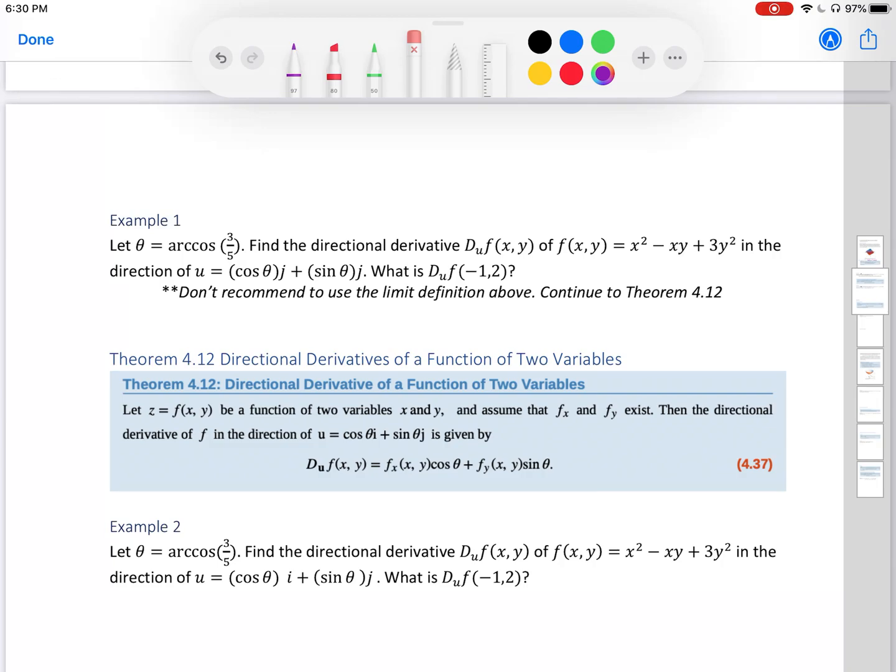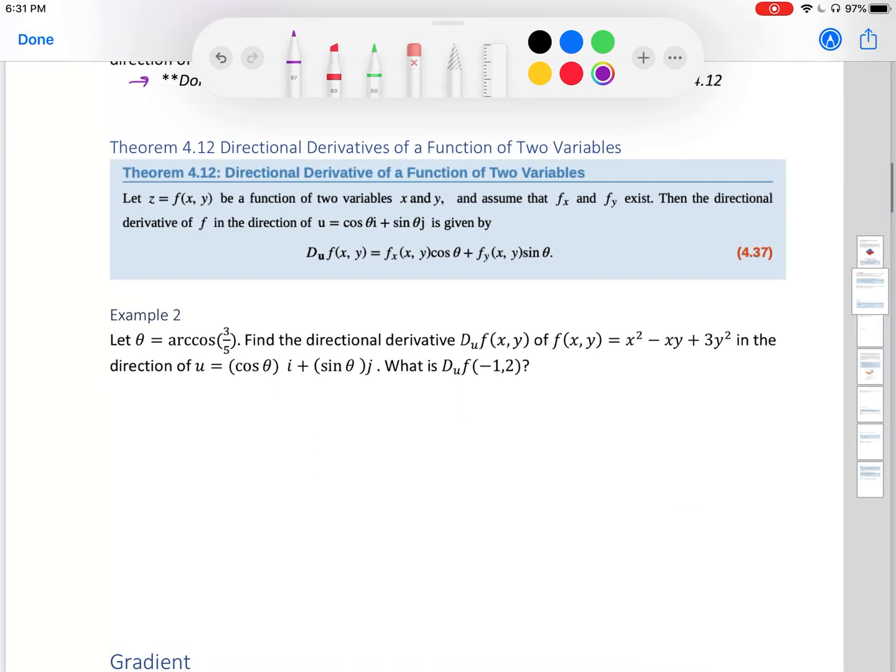Our first example has us practicing our definition. It is very lengthy and I don't recommend it. So I don't recommend the use of the limit definition above. Continue on to the next theorem. We'll do the same problem twice. If you notice, example 1 and example 2 are the exact same question, just a different process. If you have a good 10, 15 minutes to spare, you can use that limit definition for example 1. But we can do better. We can be more productive.